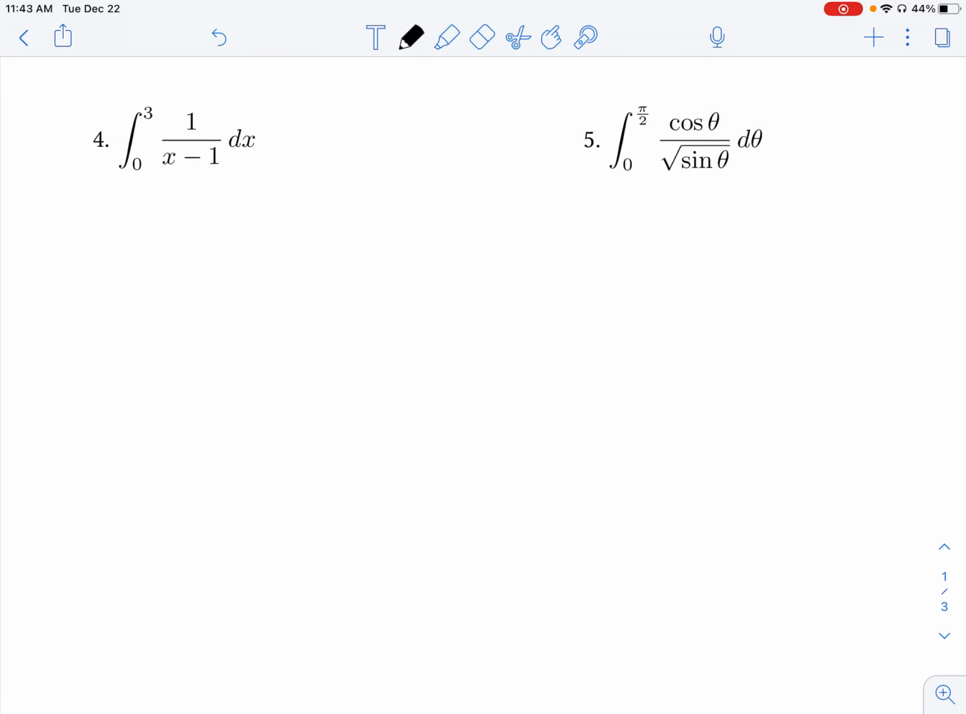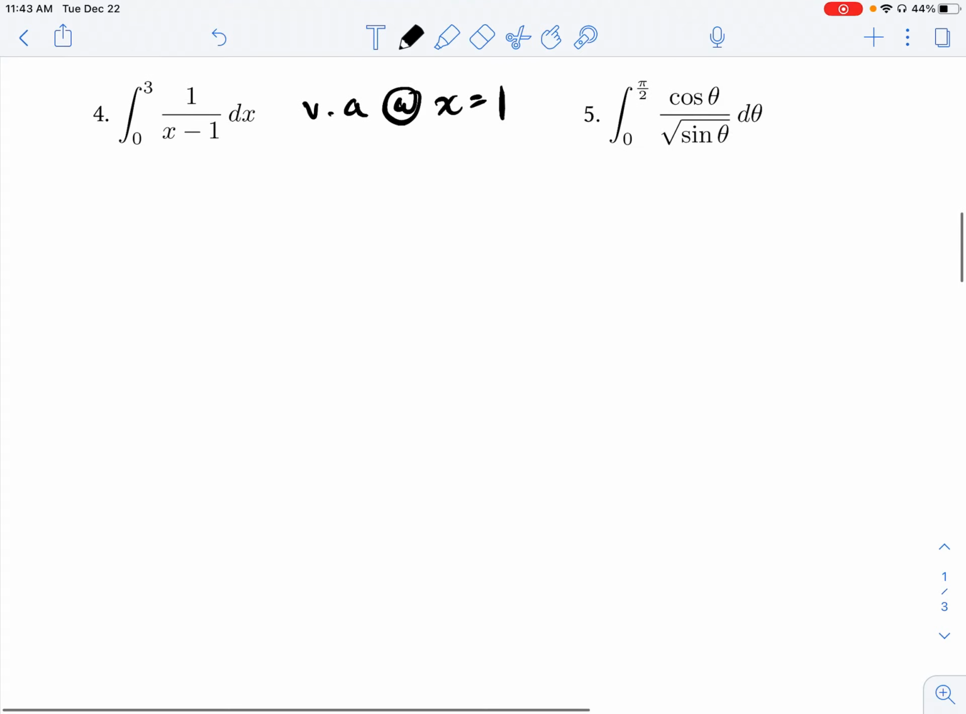So first thing we're going to do, going through the process again, we're going to establish where our vertical asymptote is. Well, we've got a vertical asymptote at x is equal to 1. It's within our bounds of integration, which means we're going to need to set up 2 different one-sided limits. So we're going to say the limit from our lower bound to our vertical asymptote. So we're approaching from the left side, 1 over x minus 1 dx.